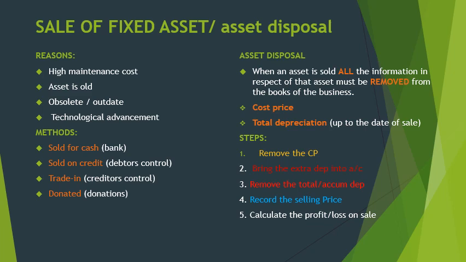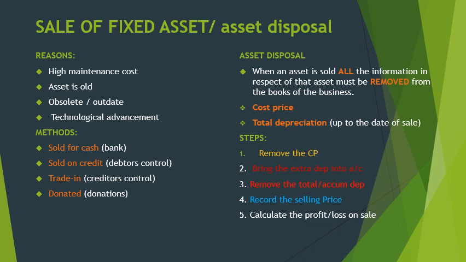Disposal of an asset. We have some reasons why an asset can be sold. High maintenance cost. When an asset is old, or outdated, or obsolete, or because of technological advancement. These are some of the reasons you can read through and find.